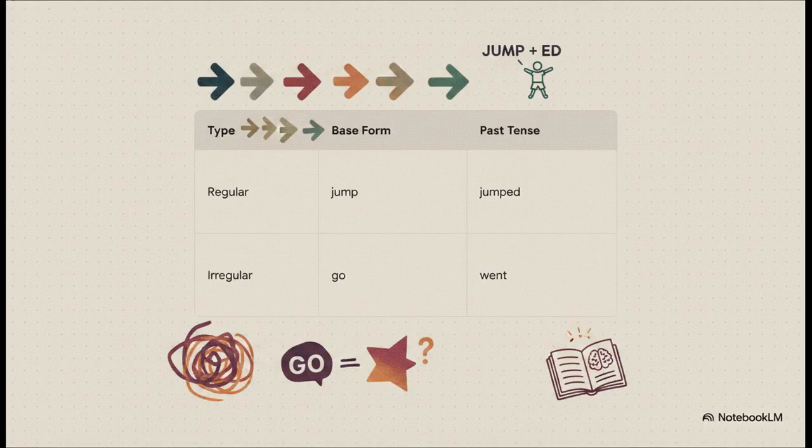Now let's contrast regular and irregular verbs. This is crucial for your spelling. Regular verbs are highly predictable. You just add ed for the past tense. Jump easily becomes jumped. Super simple.